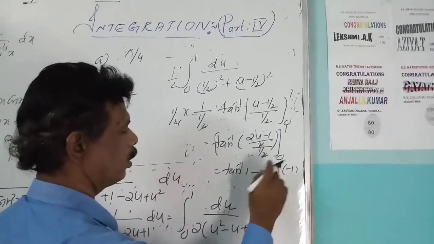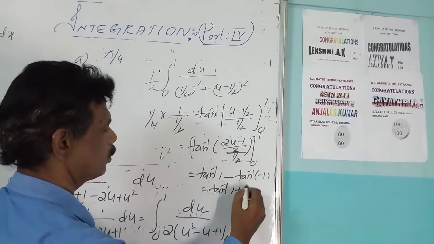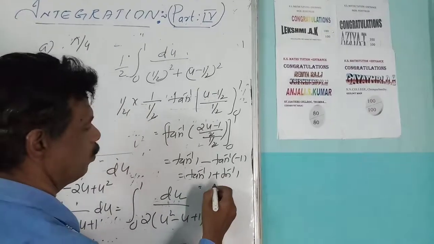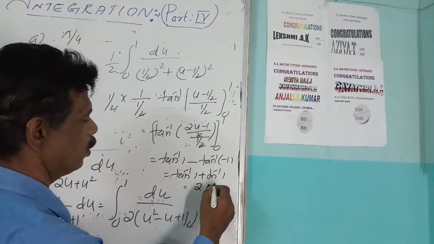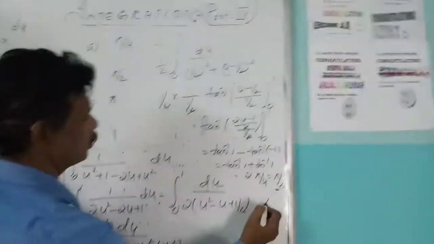Tan inverse minus 1 equal to minus tan inverse 1. That is tan inverse 1 plus tan inverse 1. Tan inverse 1 is pi by 4, tan inverse 1 is pi by 4. That is 2 pi by 4, which is equal to pi by 2. So our choice is B. Answer B.